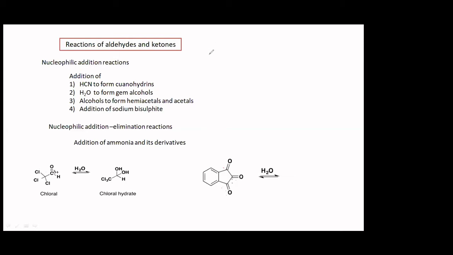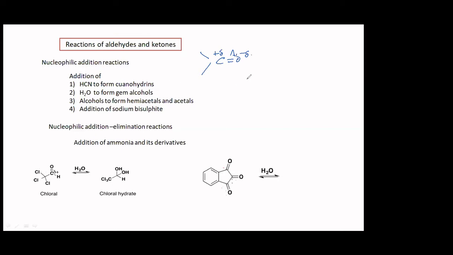Nucleophilic addition reaction happens purely because of the C double bond O group in the carbonyl compounds. This group, as we said in the previous class, oxygen is more electronegative. This end of the molecule will be slightly negative. Carbonyl carbon will be slightly positive.